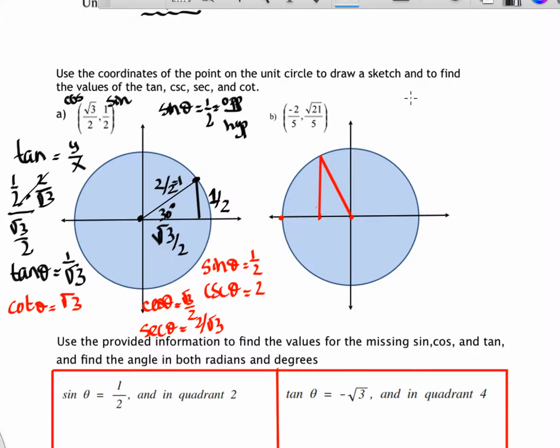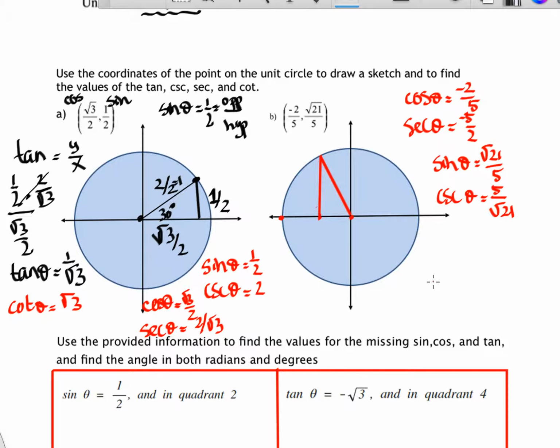Okay, we already know that the cosine of the angle, we are on the unit circle, so the cosine is a negative 2 over 5. So we can flip that for the secant, right? So that means the secant of the angle is a negative 5 over 2. We know that the sine of the angle would be the square root of 21 over 5. So that means that the cosecant of the angle is 5 divided by the square root of 21.